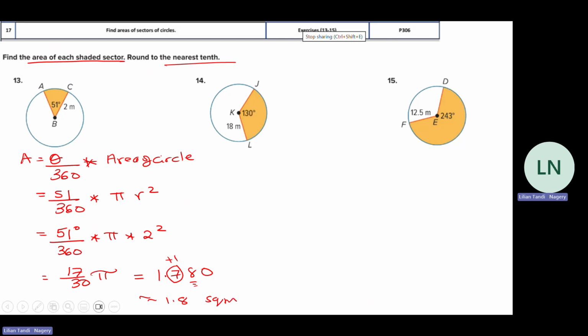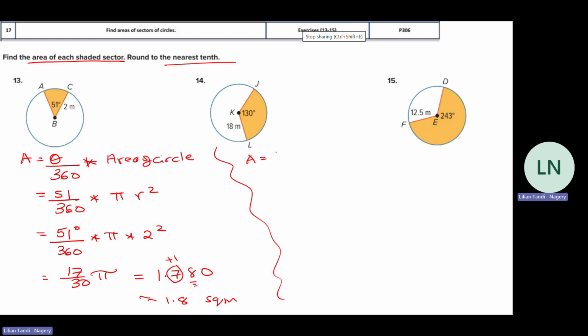Let me just confirm my math. 51 divided by 360 multiplied by pi multiplied by 4. Yes, 17 over 30 pi, which is 1.78. Okay. All right, same thing here.